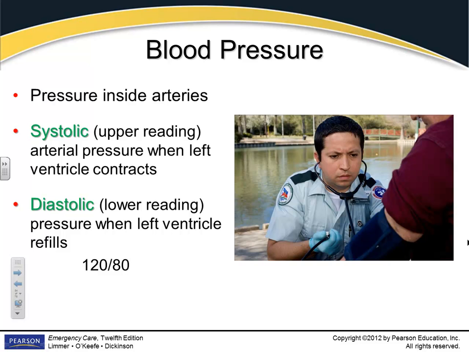I think I talked about that the other day. So blood pressure is going to be the pressure that's inside the arteries. So we've got two components of blood pressure. We've got the systolic and the diastolic. So you can think of it like this, systolic and diastolic. Okay, here is a prefix for you. What does this prefix mean?